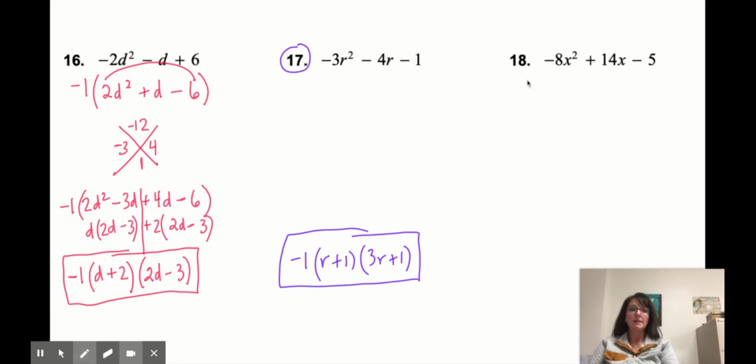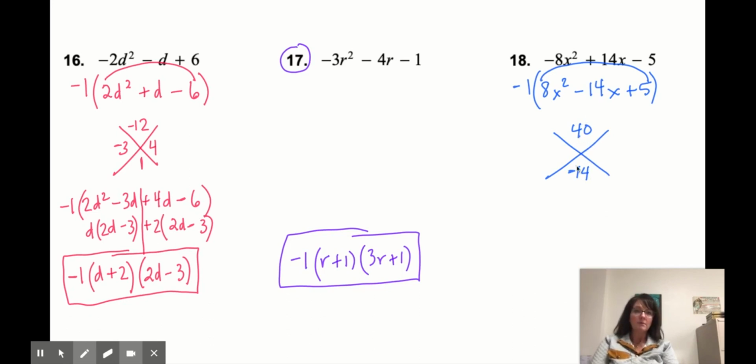All right, so for number 18, factor out the negative 1 because the leading coefficient is negative. Then we're left with 8x squared minus 14x and positive 5. So factoring out a negative changes the signs of both of the other terms. Now for the rainbow. 8 times 5 gives us a top number. We want to find factors of 40 that will sum to negative 14.